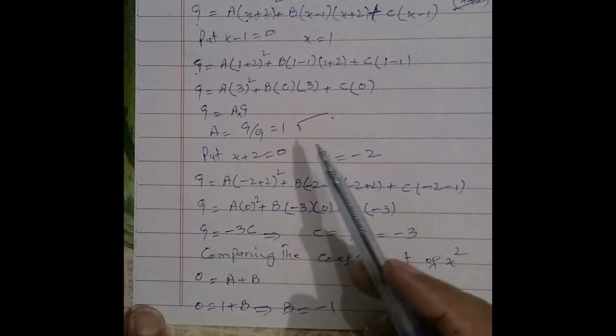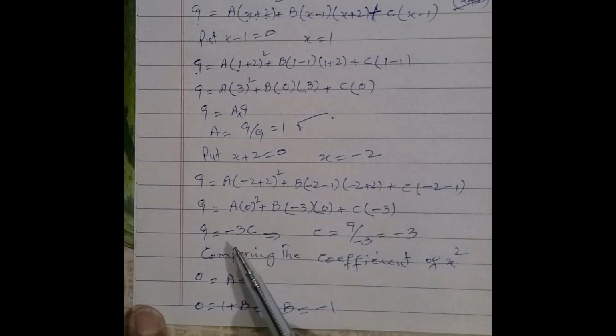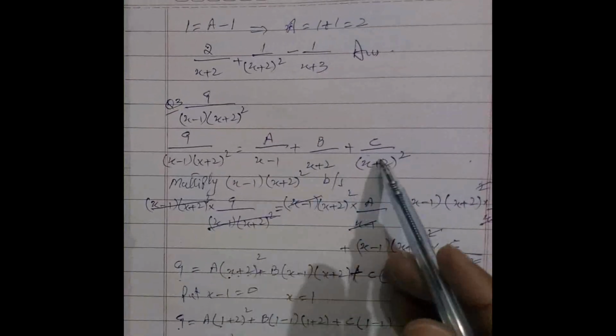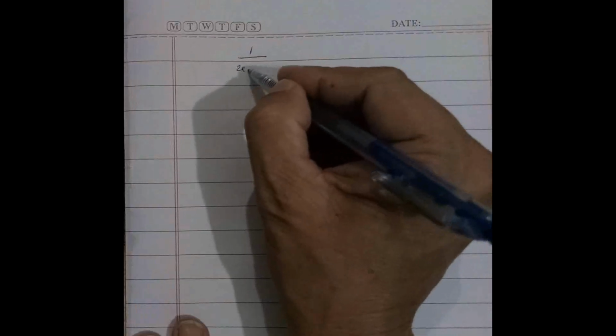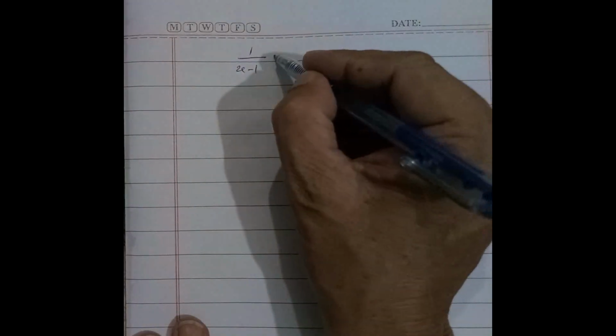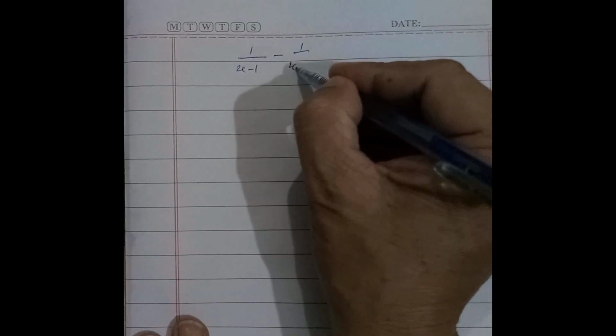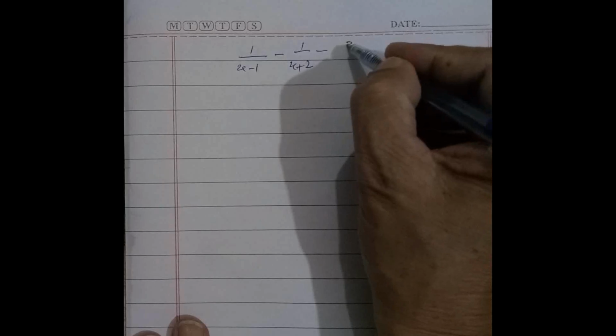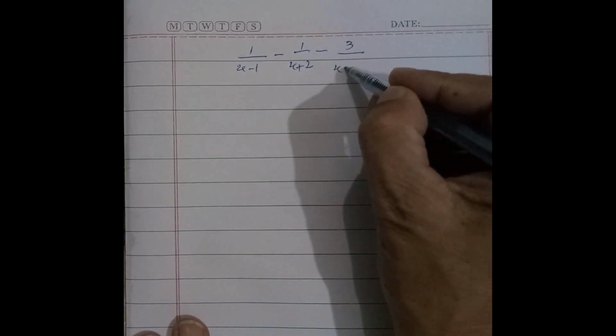Here we get a is 1, c is minus 3 and b is minus 1. Put these values of a, b, c in these partial fractions: 1 over x minus 1, minus 1 over x plus 2, and minus 3 over x plus 2 whole square.